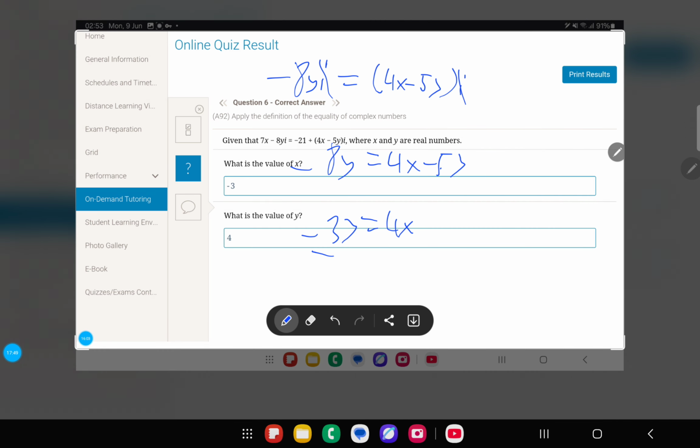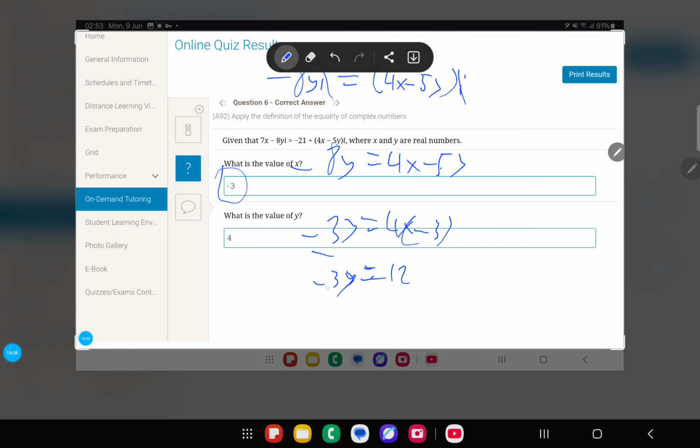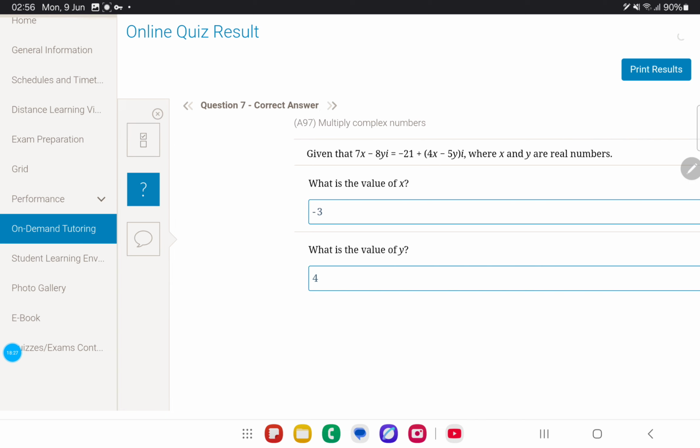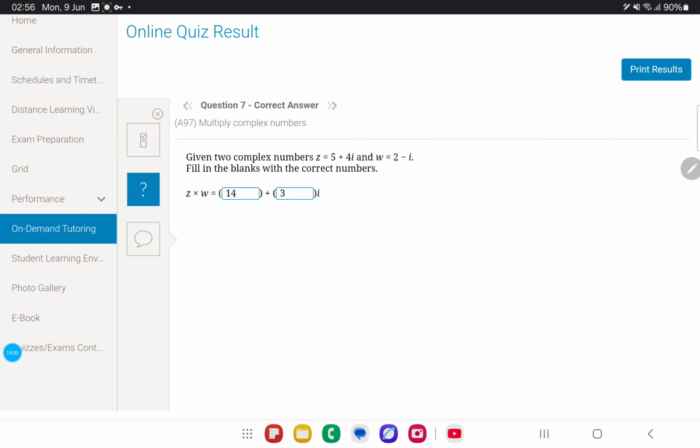Oh, I forgot we already found x. So we already have x, right? Negative 3. So we substitute negative 3 for x. So you have negative 3y equals 4 times negative 3, which is negative 12. Divide by negative 3 on both sides. You get y equals 4, because negative 12 divided by negative 3 is 4. That's how we got y. So we use what we got in the previous part. Always be aware of your environment and of what you got, to make sure you don't get stuck.